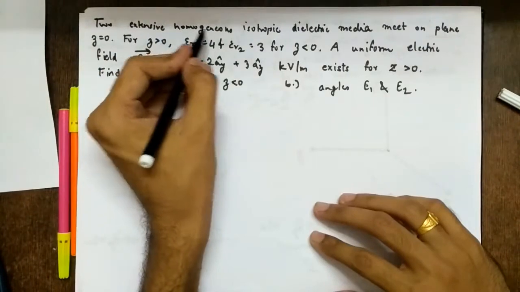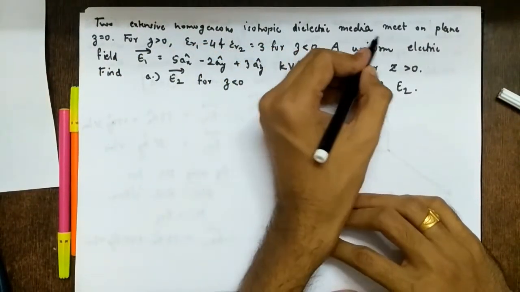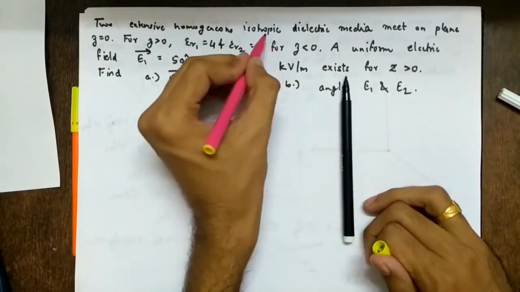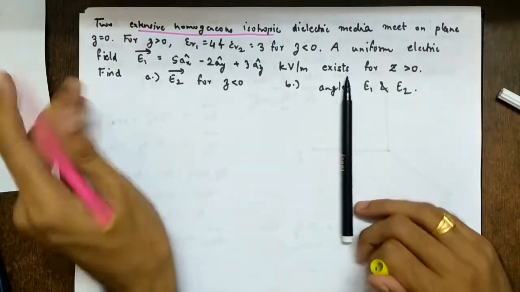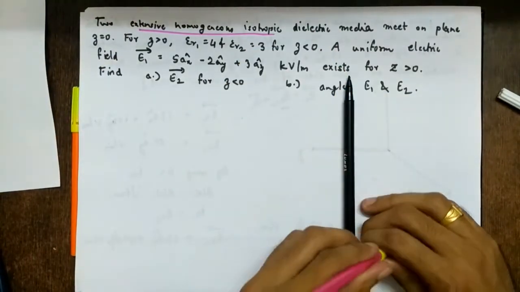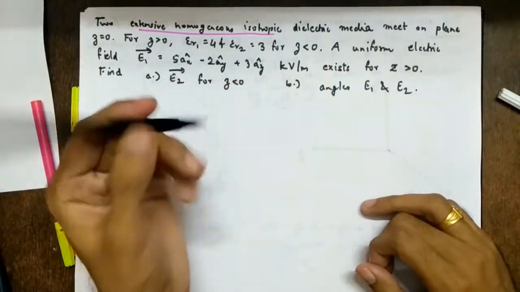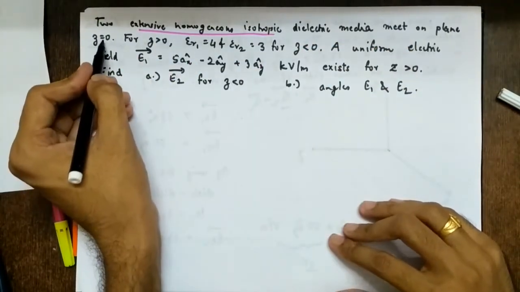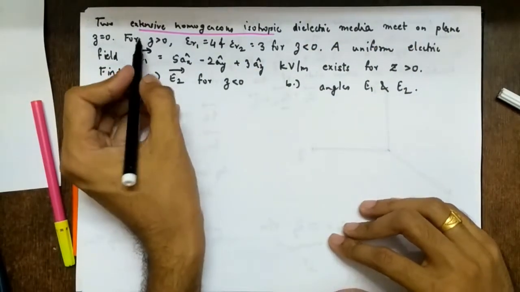Two extensive homogeneous isotropic dielectric media. Don't get bogged down by this technical jargon, it is not required for us. What we are interested in is that they are dielectric media, so we have to use boundary conditions for dielectric media. Two dielectric media meet on plane z equal to 0, right? It means again we have to use the previous coordinate system only.